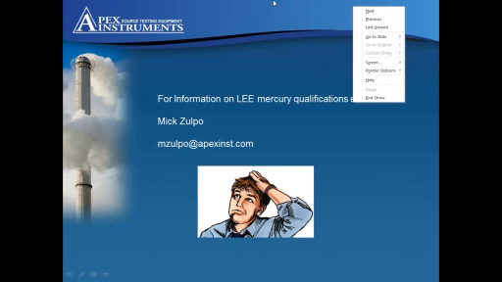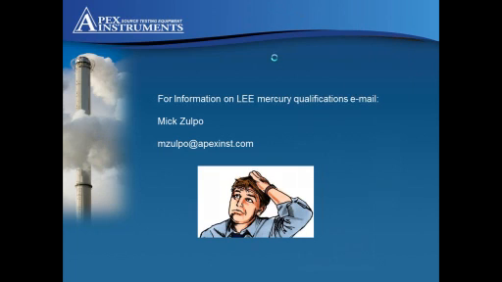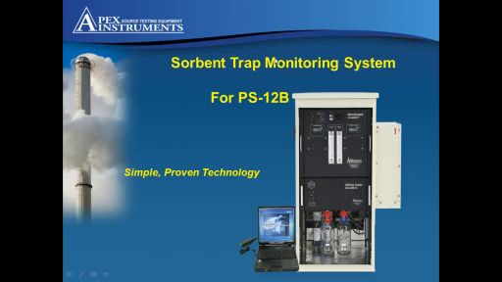Thanks, Mick. Good afternoon again, everybody. As you can appreciate, the development of the MATS rule, the requirement to be able to determine a means to measure, has been a long time in the making. I'm going to talk about the typical equipment used to meet the requirements of the PS12B performance standard. At Apex Instruments, we've been manufacturing source sampling equipment for 26 years, and we have a long history with the design and development of mercury trap samplers.